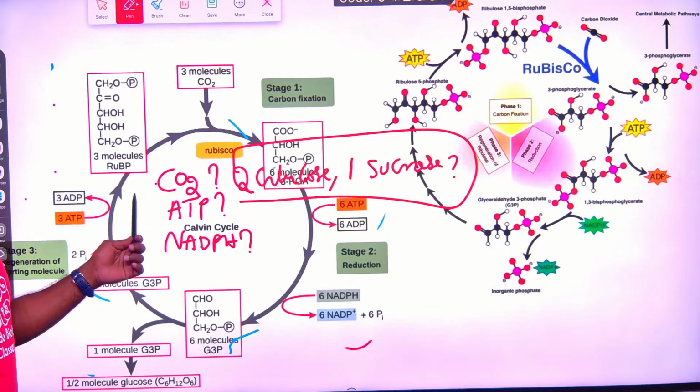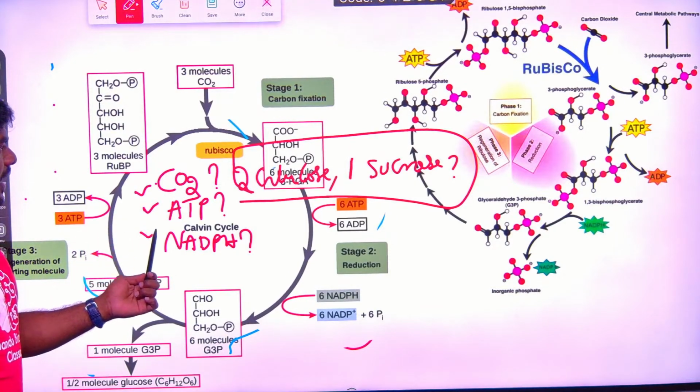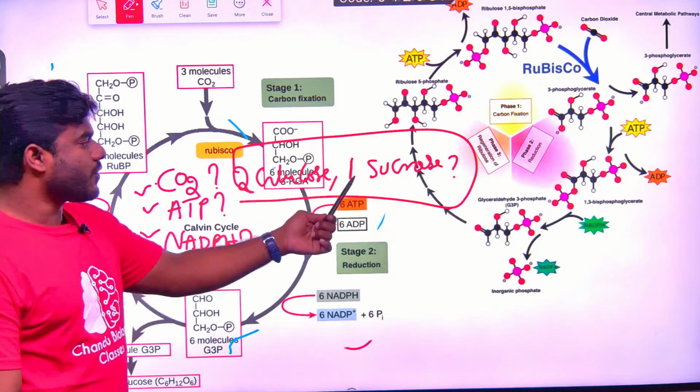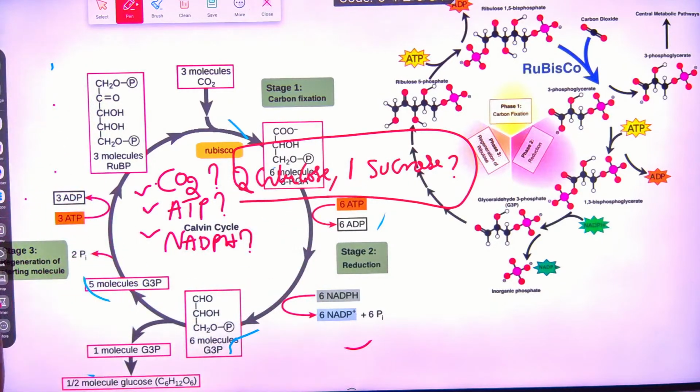How many number of carbon dioxide, ATP, NADPH are required to produce 2 molecules of glucose and 1 molecule of sucrose. Calculate dear, calculate. Everyone.